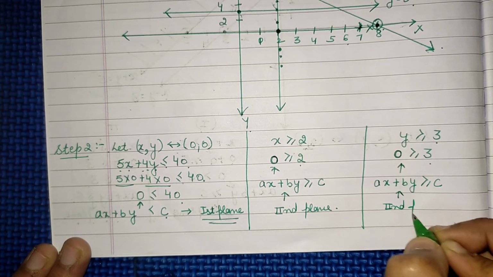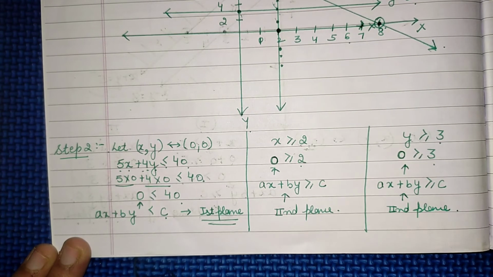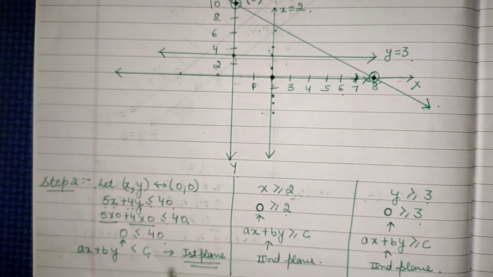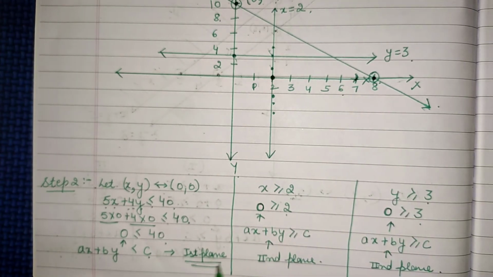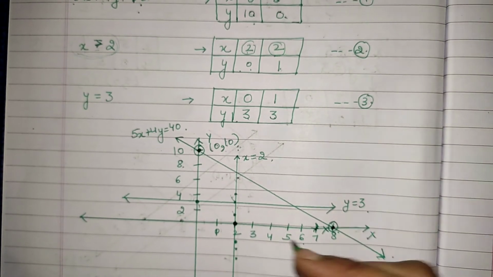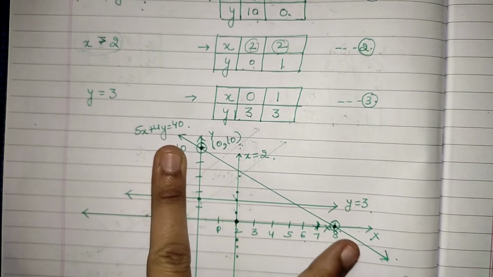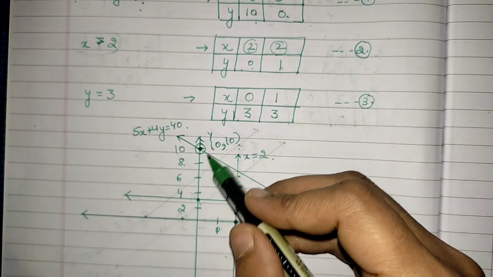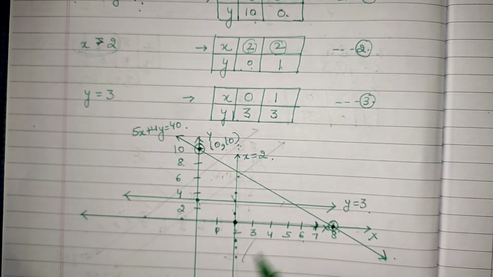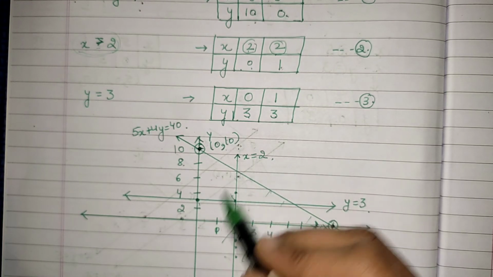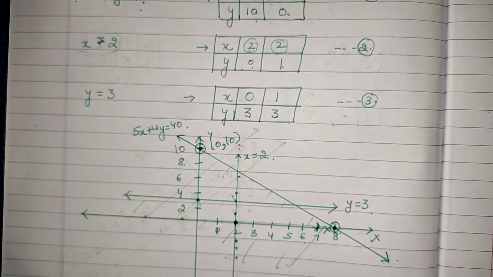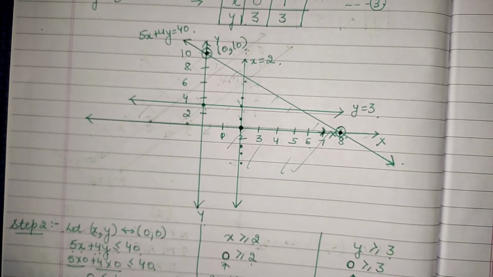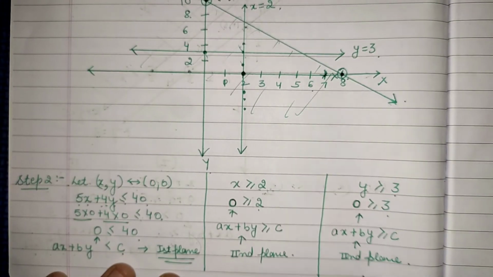If I have to draw the solutions on the graph, where will I draw? For the first equation, the solution is in the first plane. This is my first line, 5x plus 4y. The first plane is towards the left hand side. So all this will be my solution for the first line.